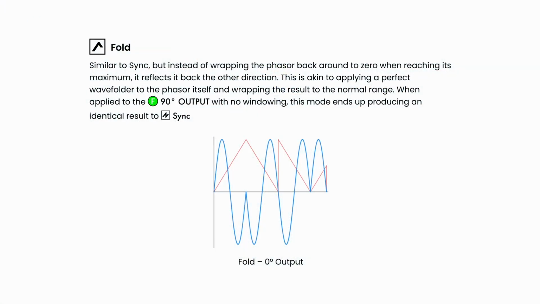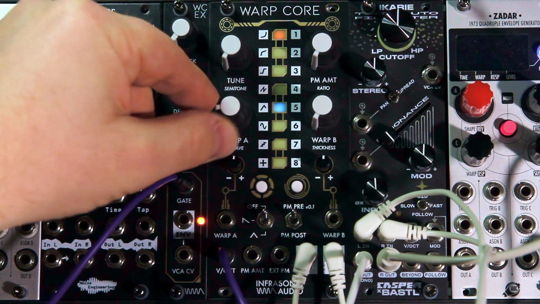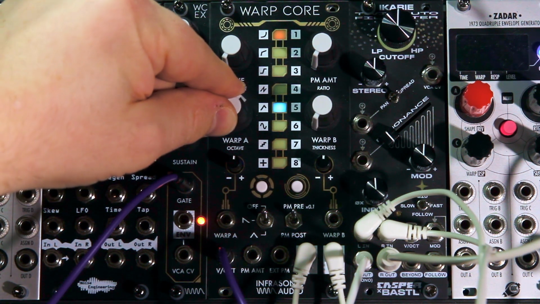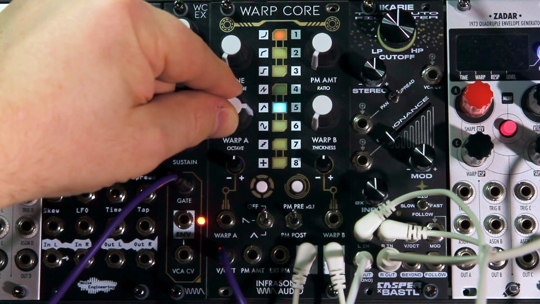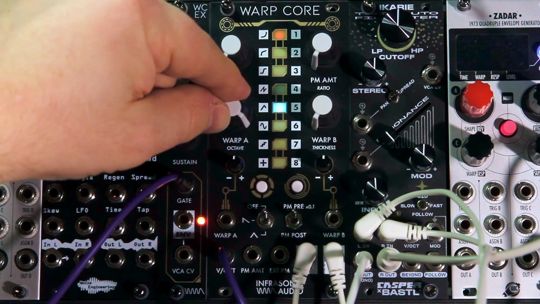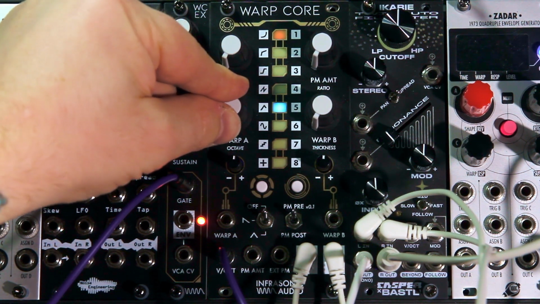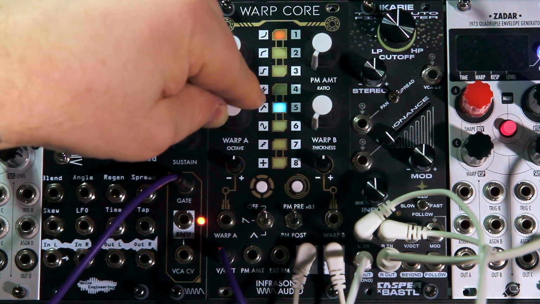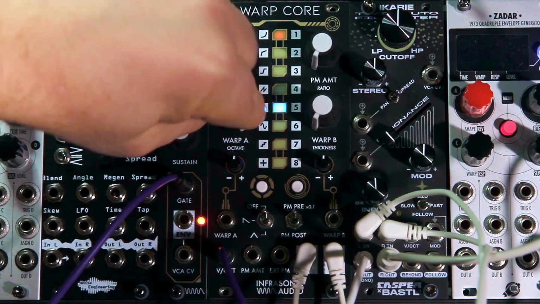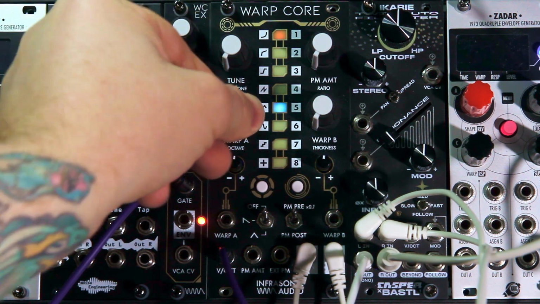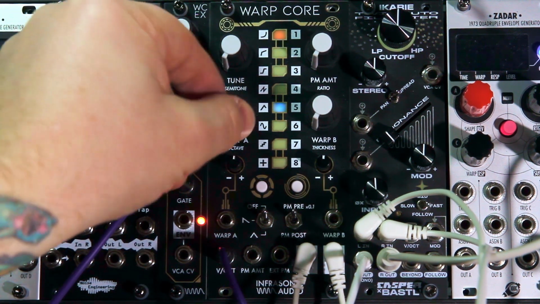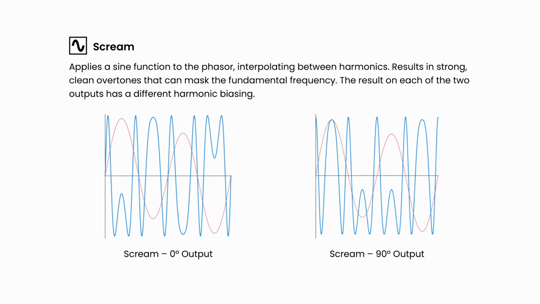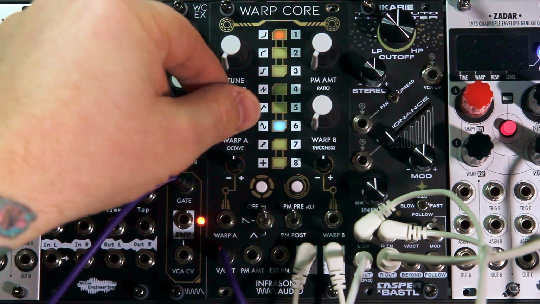Next, we've got fold, which is a wave folding mode, which wraps the phasor back on itself. The last overtone mode is called scream, which applies a sine function to the phasor.